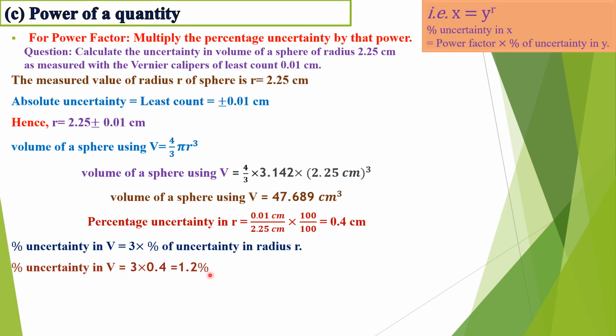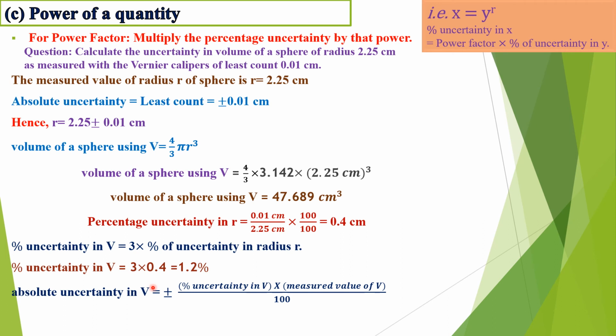But we note that we write our final answer as the measured value plus minus the uncertainty in this value. The measured value of volume is 47.689 centimeter cube, but we don't have the absolute uncertainty delta V. So for calculating the absolute uncertainty in V, we have the formula: absolute uncertainty in V is equal to plus minus percentage uncertainty in V multiplied by measured value of V divided by 100.